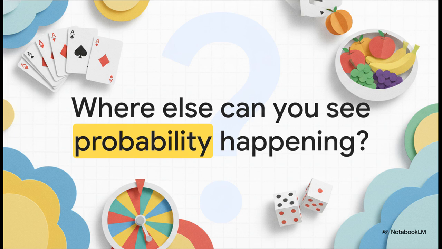Look around your home or your classroom right now. Where else can you see probability happening? Maybe it's the chance of drawing a certain card from a deck, picking a specific fruit from a bowl, or even predicting if it's going to rain tomorrow. If you can master probability, you basically hold the mathematical secret to predicting the world around you. Keep calculating those chances, and you are going to absolutely ace your PLE.